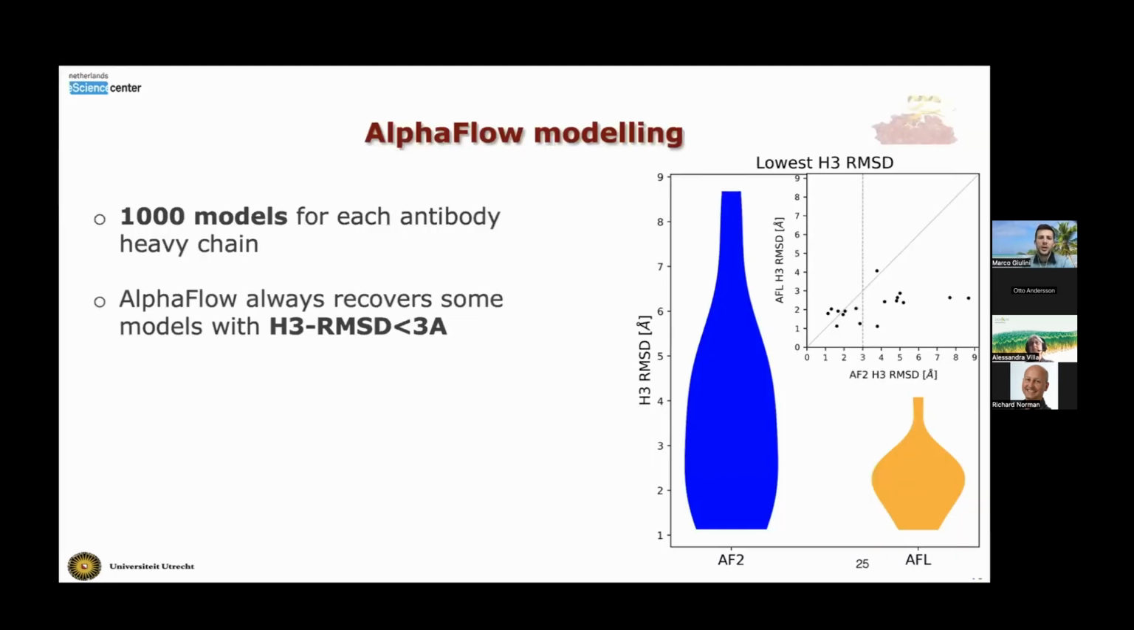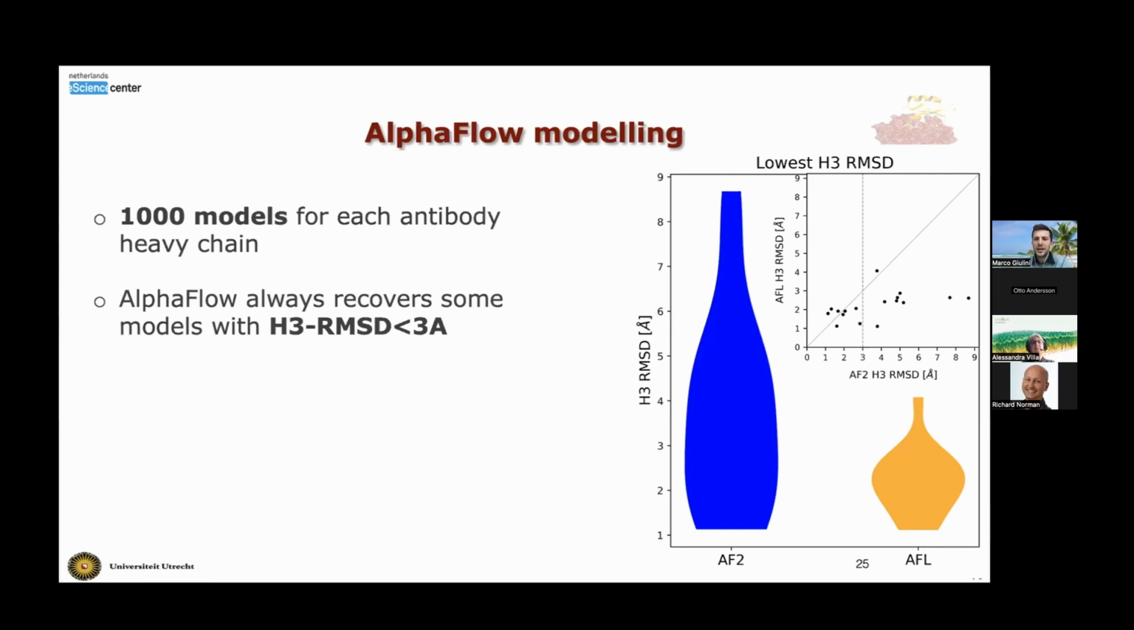So we decided to benchmark this AlphaFlow algorithm. We generated 1,000 models for each heavy chain of an antibody. And we saw that with AlphaFlow, you can always recover some H3 loop with an RMSD lower than 3, so something you can actually use for any downstream task. And here you can see the distribution. On the left, the AlphaFold 2 ensemble contains only 25 models, so it's a bit of an unfair comparison. But on the right, you can see how AlphaFlow can always recover good models in its sample.